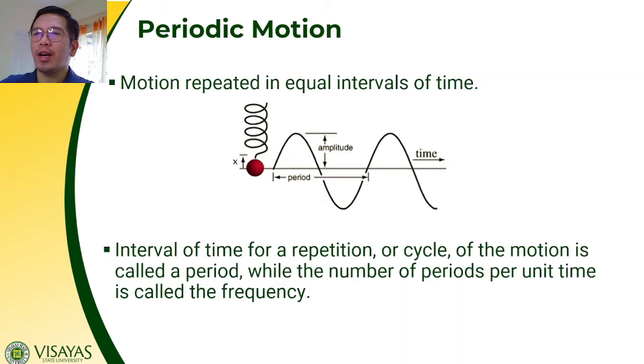So to start, we have to define first some basic definitions in physics. First, we have what we call the periodic motion. This is the motion repeated in equal intervals of time.